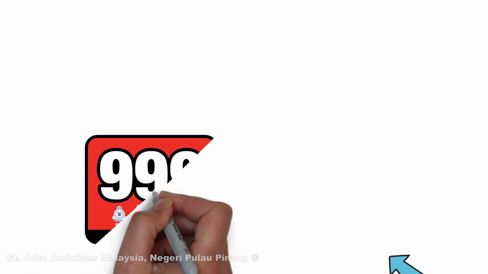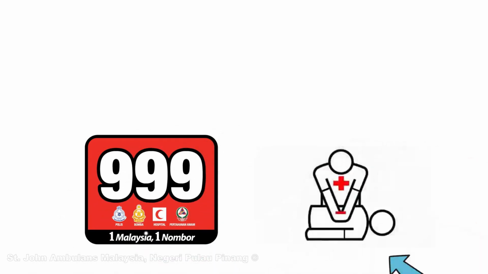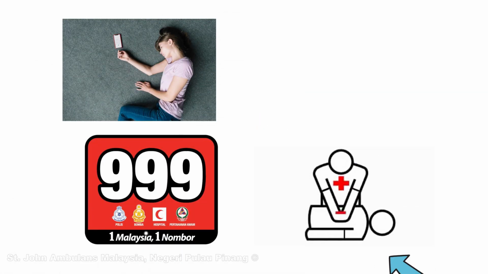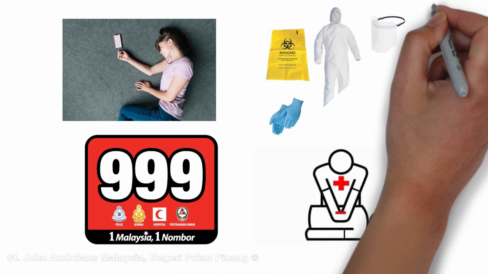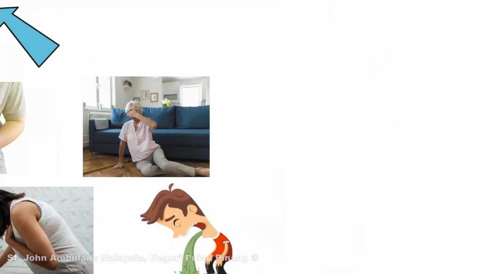If someone has swallowed poison, they might have nausea, vomiting, abdominal pain, and decreased level of responsiveness. What you can do is call 999 for emergency help. Start CPR if the casualty becomes unresponsive and is not breathing. Remember, always put on PPE to protect yourself.